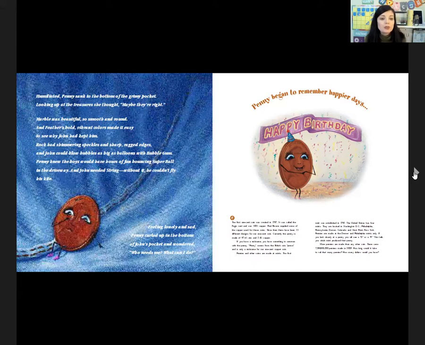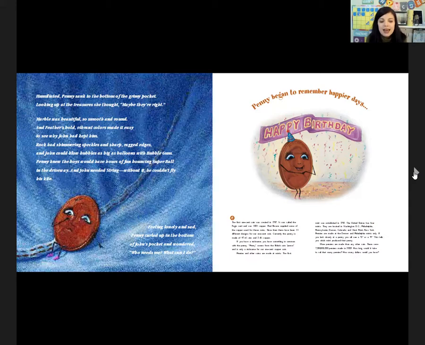Marble was beautiful, so smooth and so round. And Feather's bold, vibrant colors made it easy to see why John had kept him. Rock had shimmering speckles and sharp, rugged edges, and John could blow bubbles as big as balloons with bubble gum. Penny knew the boys would have hours of fun bouncing the bouncy ball in the driveway, and John needed string. Without it, he couldn't fly his kite.